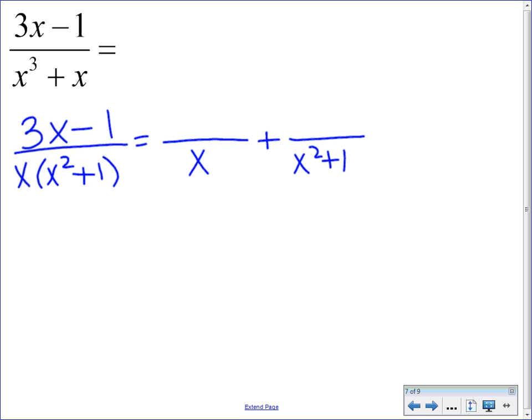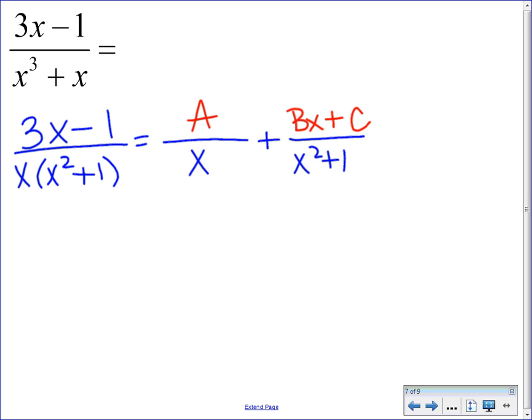Now, x is a linear factor, and so we're going to have a constant upstairs. X squared plus 1 is a quadratic, and so its numerator is going to have to be linear. You can't just write bx. It has to be bx plus c. A linear expression could have a constant with it. That's what I was thinking for the cubed denominator, but it's not. But it has to be like x. Correct.